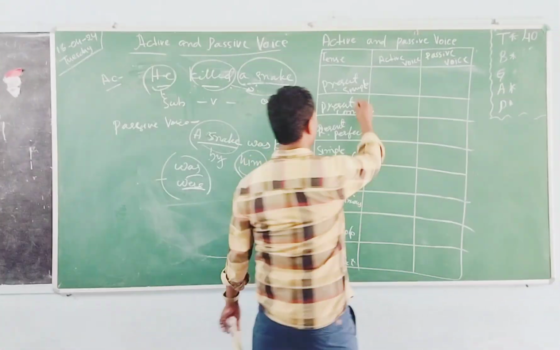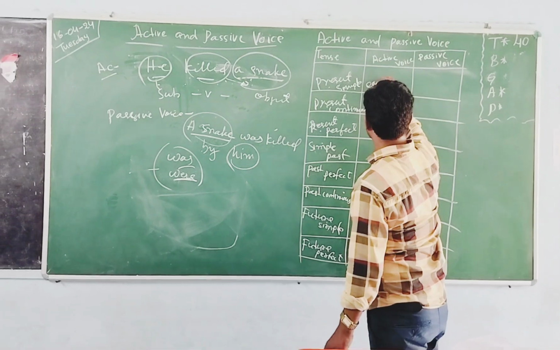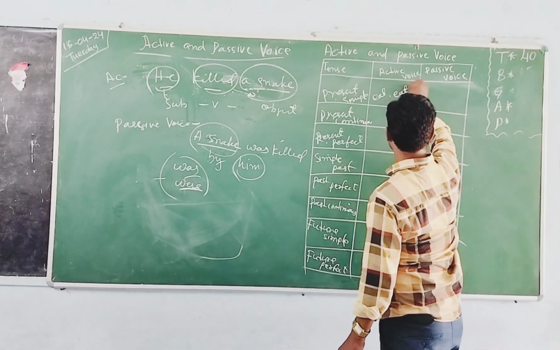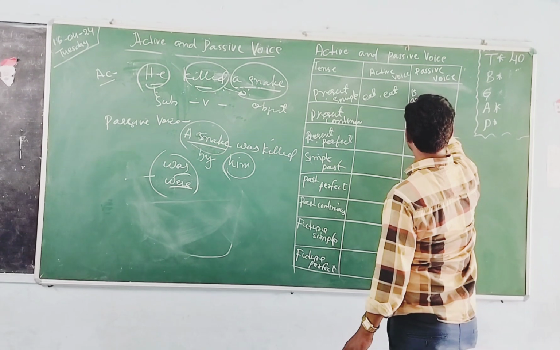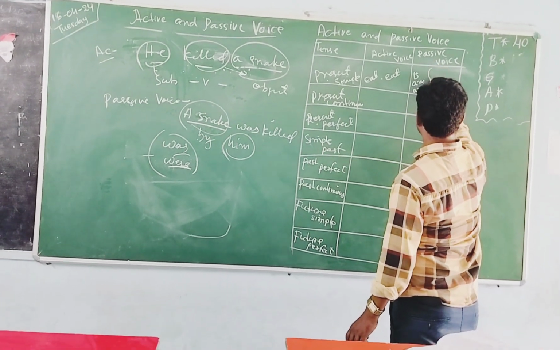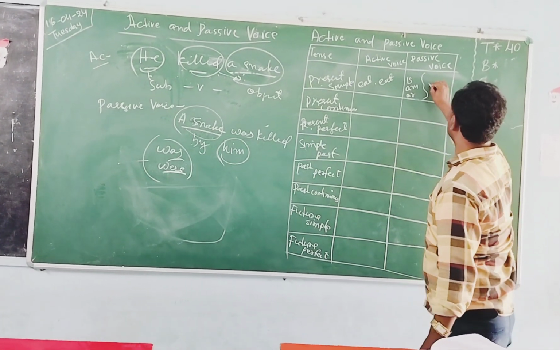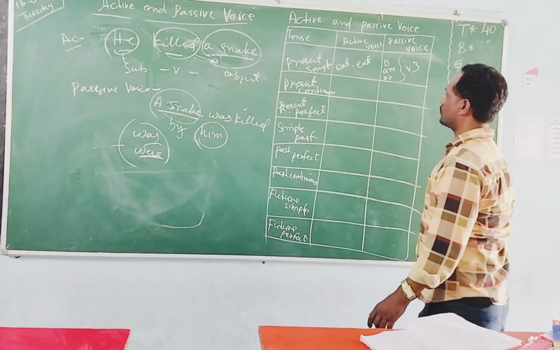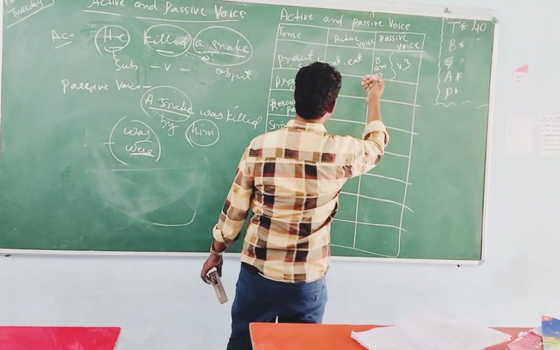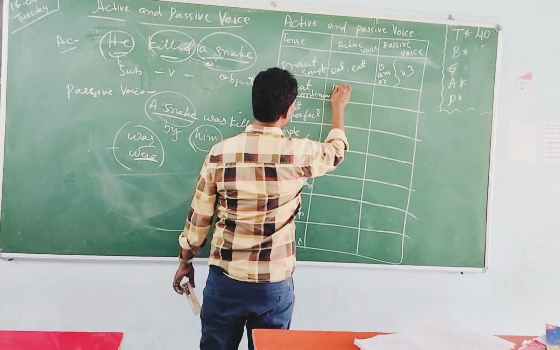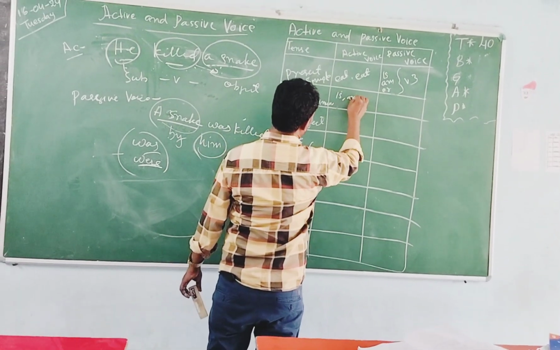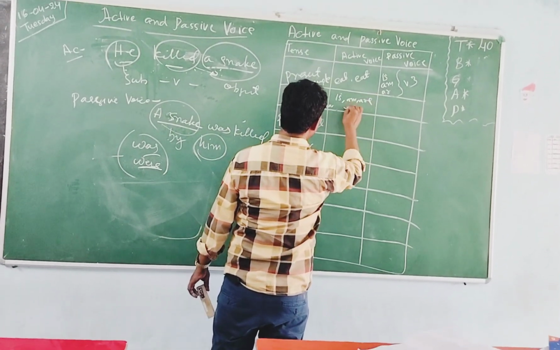These are the same. Present simple: what's the verb? Eat or eats. What are the helping verbs here? Is, am, are. What will be the verb 3? So, he eats a mango. Mango is eaten. So present continuous is, am, are eating.